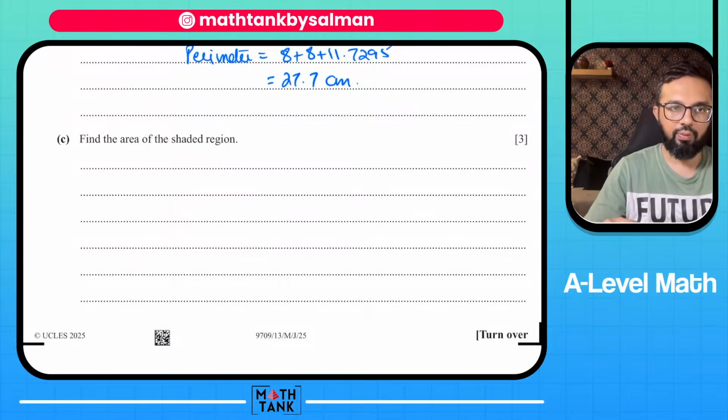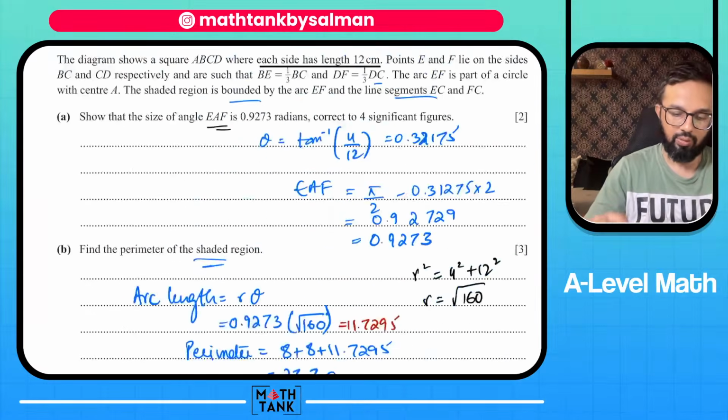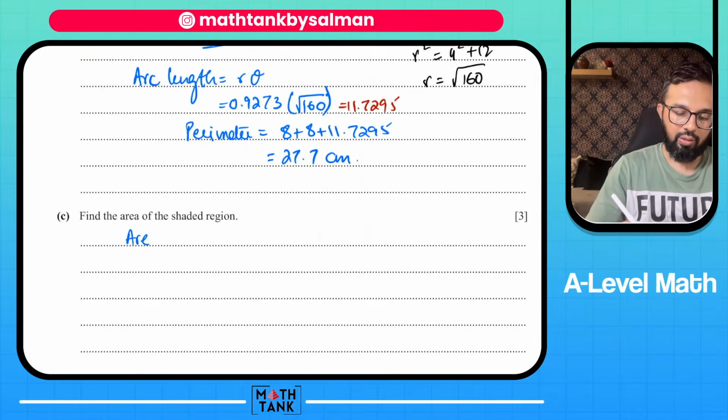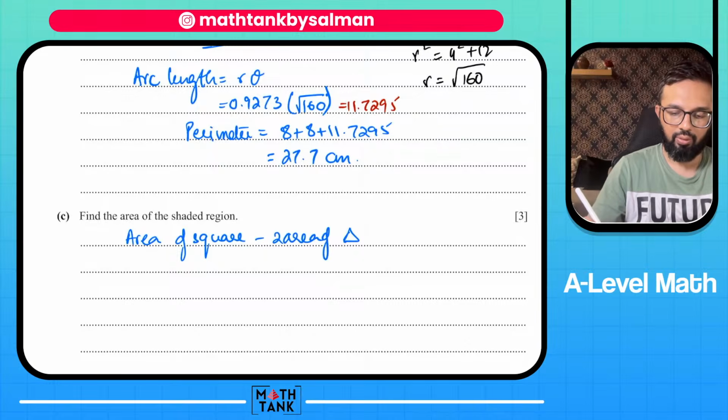Then it says find the area of the shaded region. So what I can do is find the area of the square minus 2 times the area of the triangle minus the area of the sector.